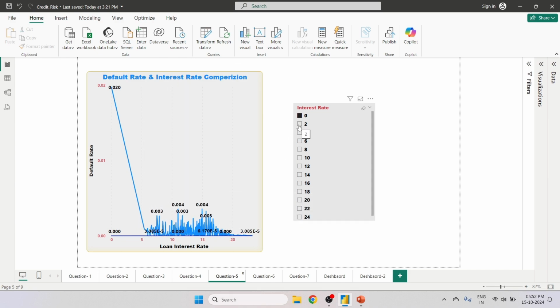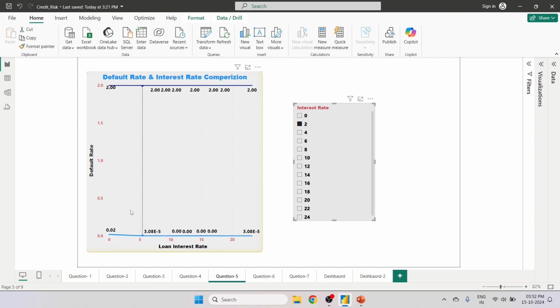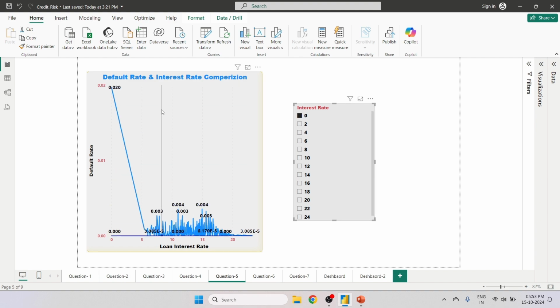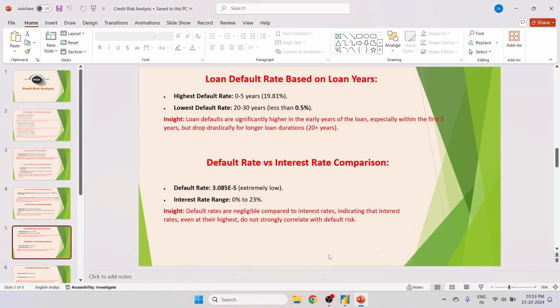So when I go to 2%, here we can see the data is a fraction of minus 5, and here we have 2%. So there is a very big difference between the default rate and the interest rate. That's the reason it shows a very unstable graph for this data. So now let me move to another slide.